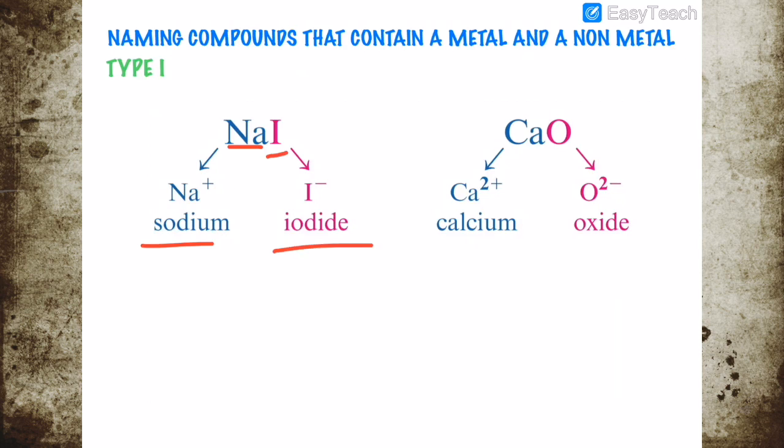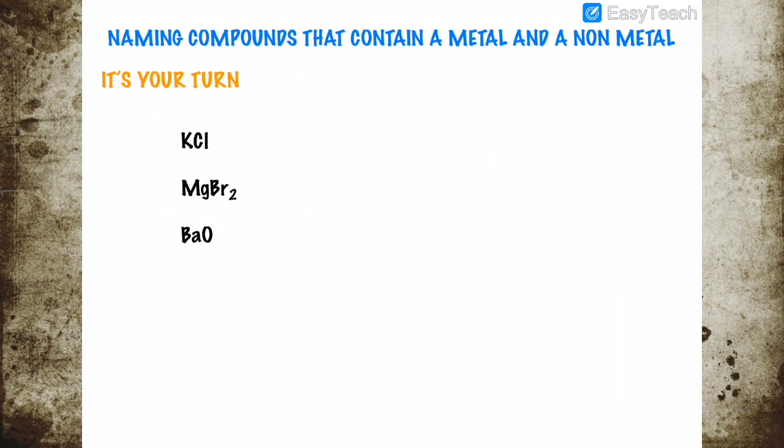Another example, Ca is called calcium and O is oxide. Therefore, CaO is calcium oxide. Now it's your turn.